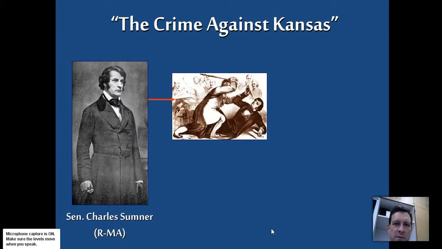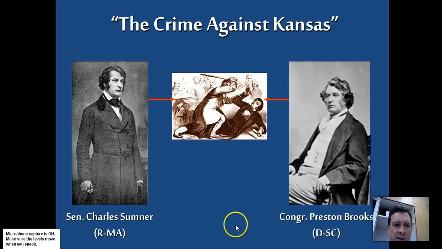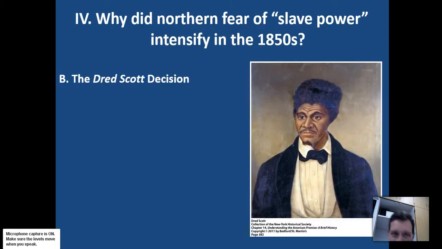And here's the famous fight in the United States Senate where Charles Sumner and Congressman Preston Brooks beats Charles Sumner over the head. The caning of Charles Sumner is what this picture is called. So we're having war in Kansas, we're having war in the United States Congress, and then this.